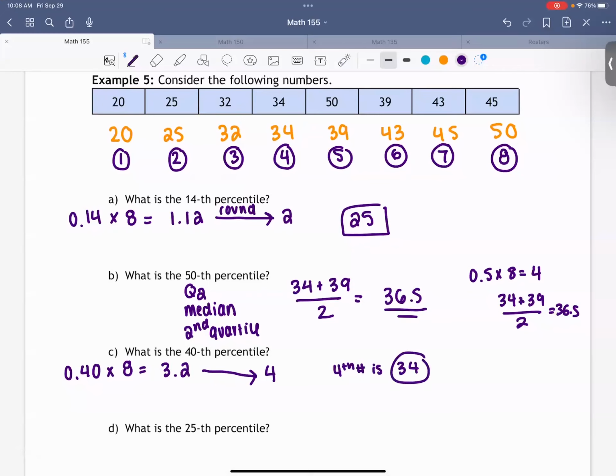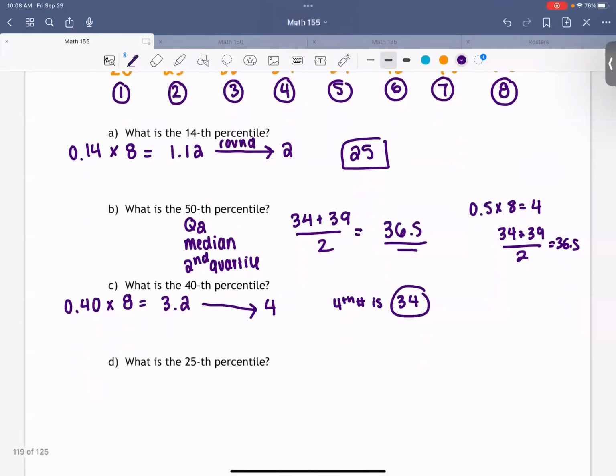All right. I'm going to give you like 1 minute to find the 25th percentile, and then we'll come back. I would normally walk around, but my feet are off duty today, so I'm going to sit here.